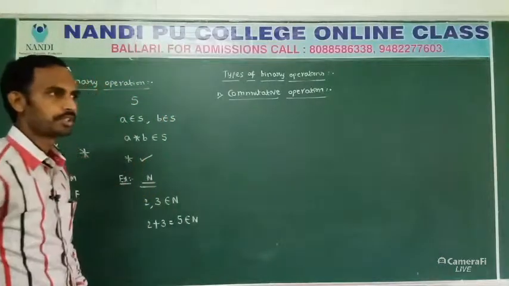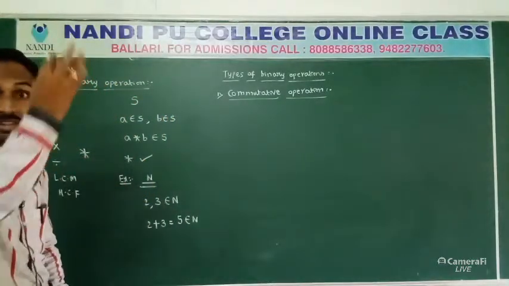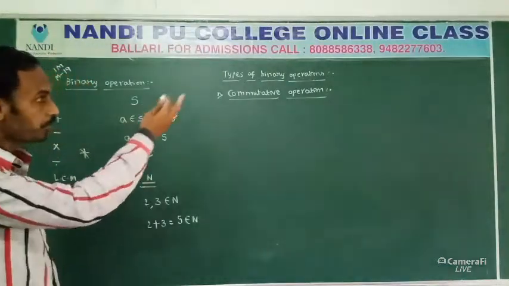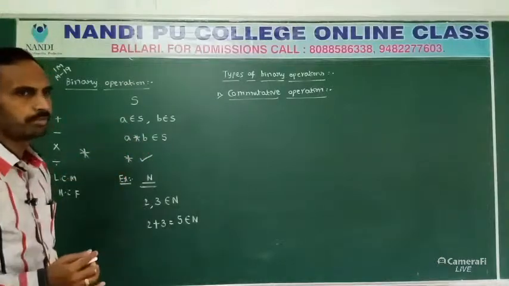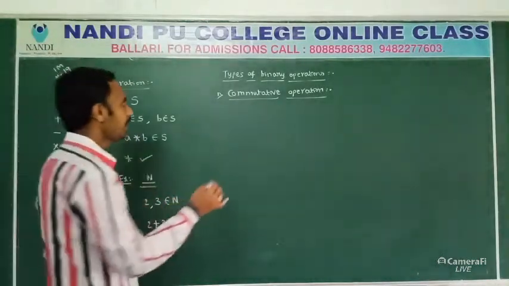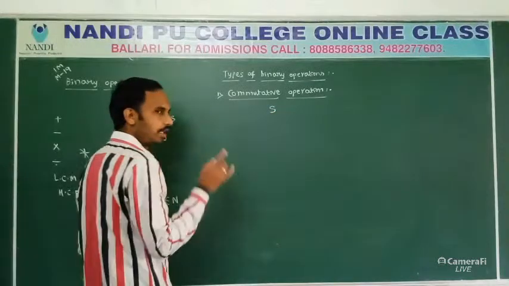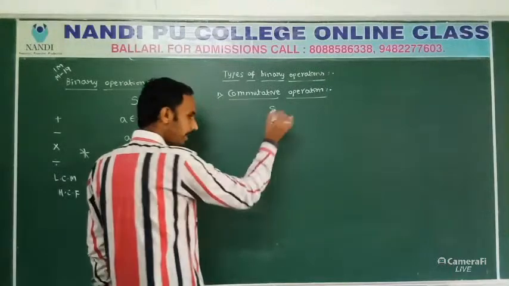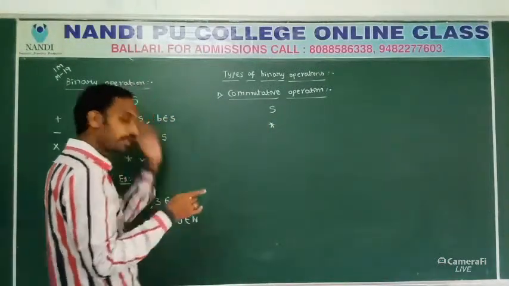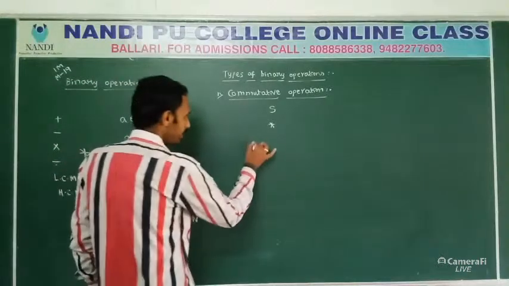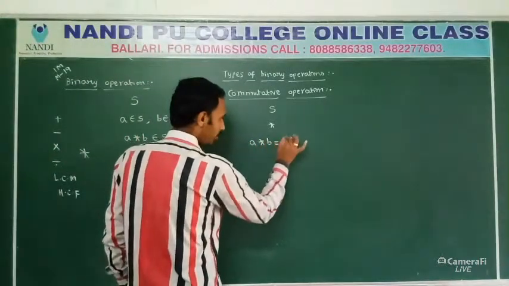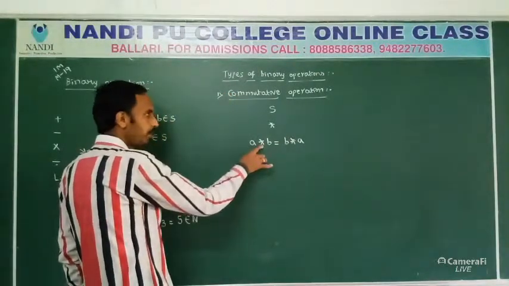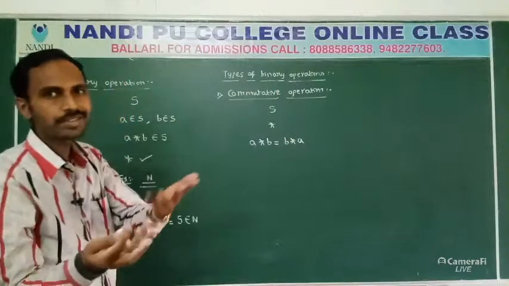Define commutative operation. You know commutative law in 6th class itself: commutative law, associative law, closure law, like that. Now, commutative operation. Let S be a non-empty set and star is a binary operation. If a star b is equal to b star a, then star is said to be a commutative operation. Same as commutative law.